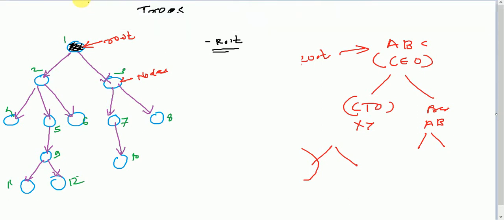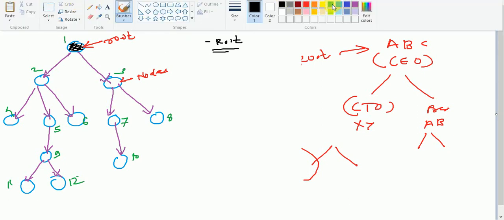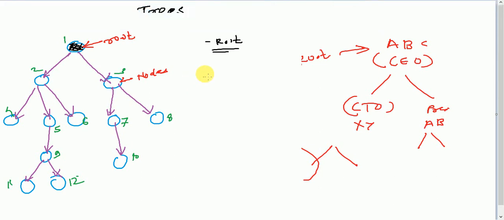The next concept is about the children. So here you can see for node 1, it has 2 and 3 as children. So 1 is the parent of 2 and 3. Okay, then say node 7 and 8 are the children of node 3. Okay, then the next concept is called a parent.